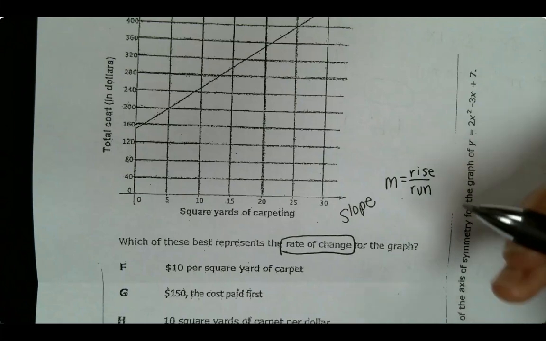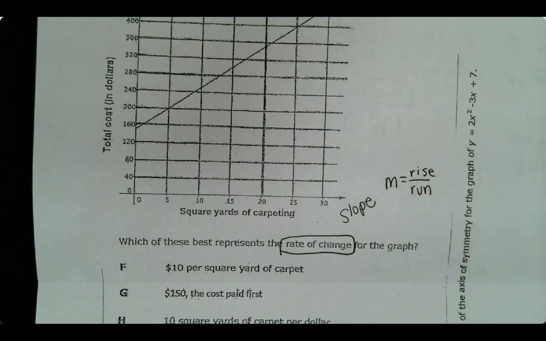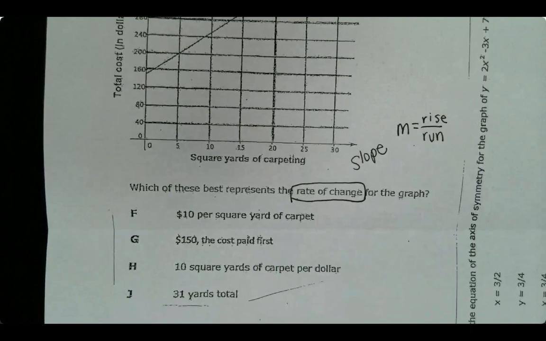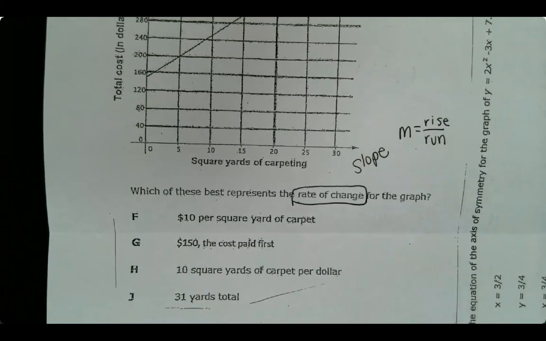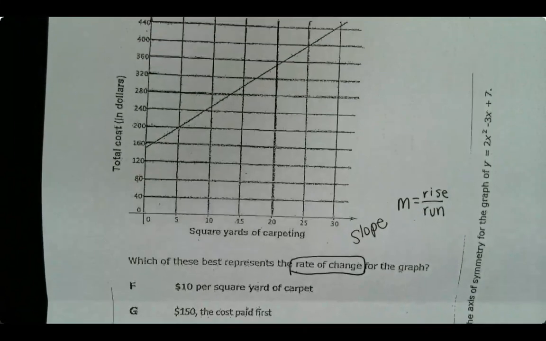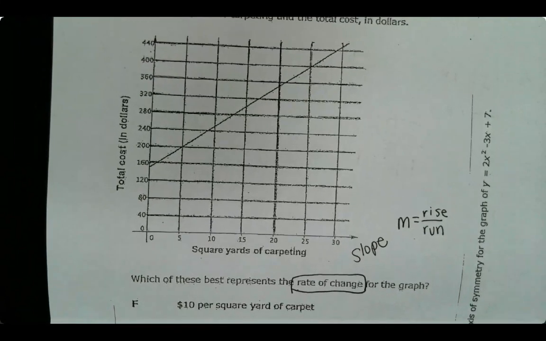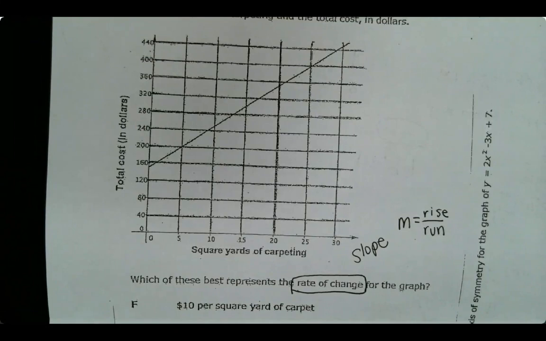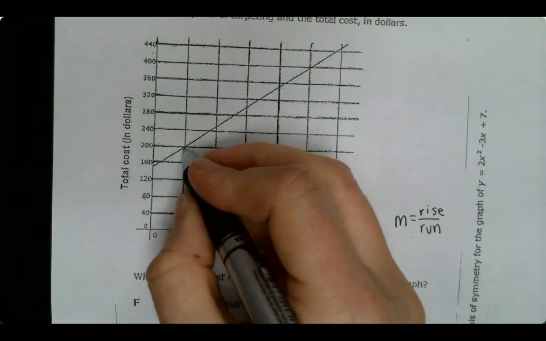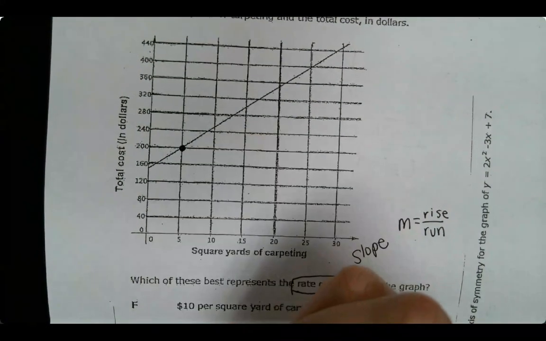We got to make sure that our words match what it says too, because look, these have words on them because it's a real situation. So whenever I do rise over run, I'm going to include the words. In order to find slope, I got to find 2 points. It looks like 5, 200 would be a good point.